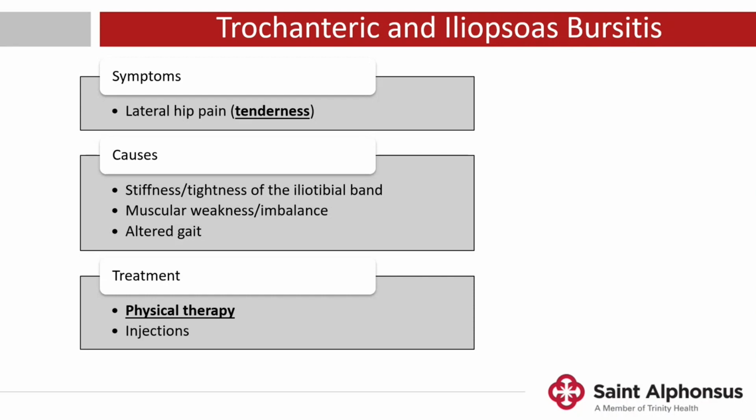Treatment for this really centers around physical therapy. Correcting that tightness of the iliotibial band and the weakness of the abductor muscles is ultimately what cures this. Sometimes we consider injections as an adjuvant treatment, or a supplemental treatment, to help physical therapy go better. But I think the real mainstay of treatment for this is physical therapy.